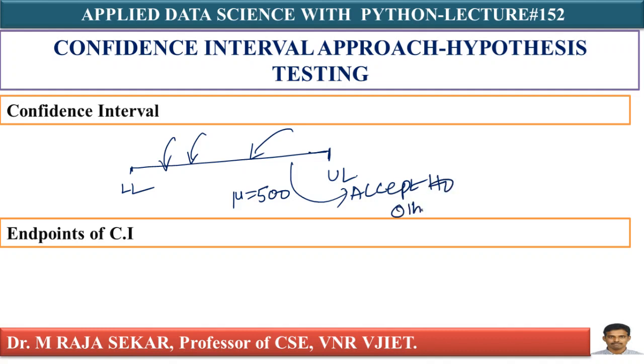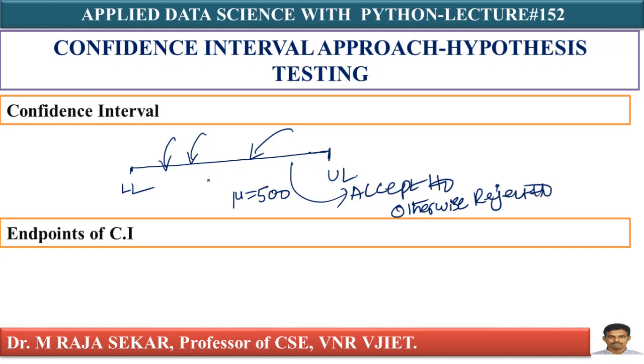Otherwise, if it does not contain this, it means your population mean is not inside this interval. Otherwise, what you have to do is reject H naught. After constructing the confidence interval, just check whether your mu is inside. If it is inside, accept. Otherwise, reject, isn't it?